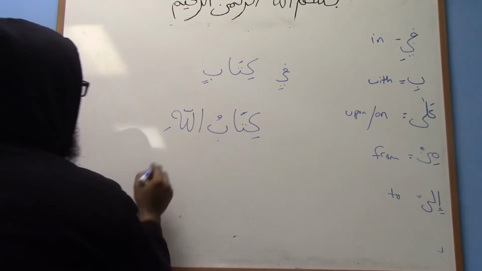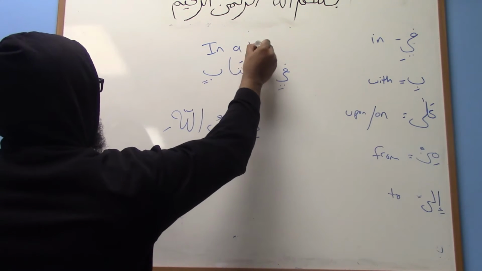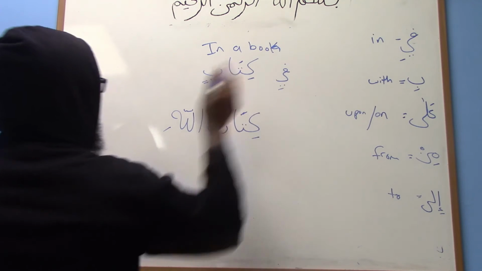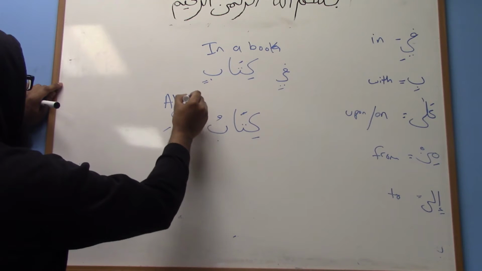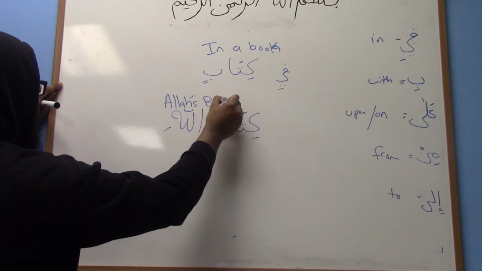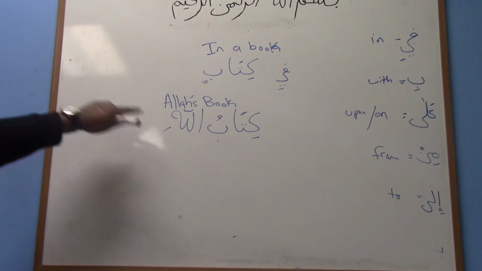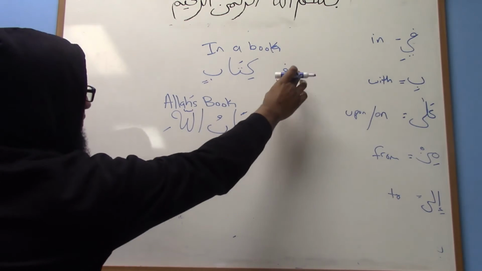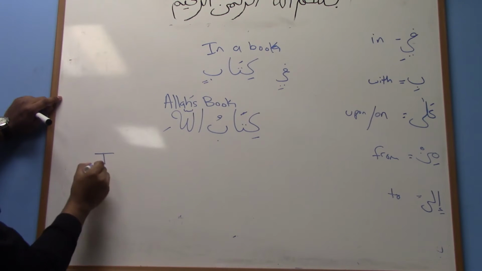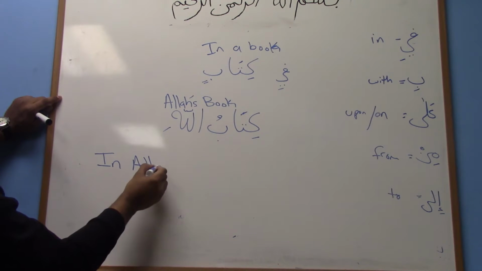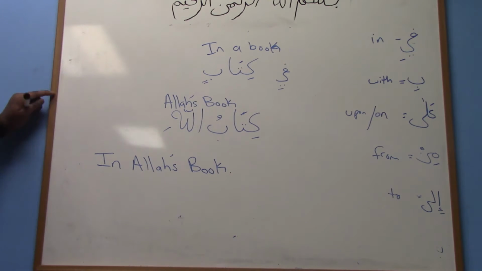If you write this in English, it'll give us a better command. Okay, this means what? In a book. Then we have, let's say, Allah's book. Okay? Allah's book. Easy. We just went over this. Kitab Allahi. Easy. Right? Now what happens when we combine this fi with this? And we want to make the meaning in Allah's book. See the difference now?